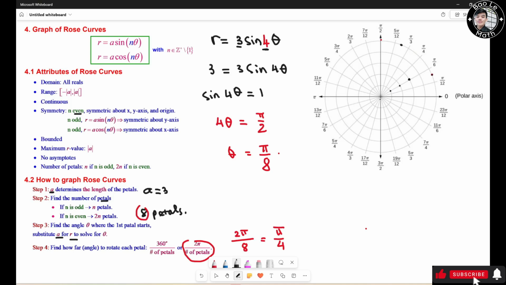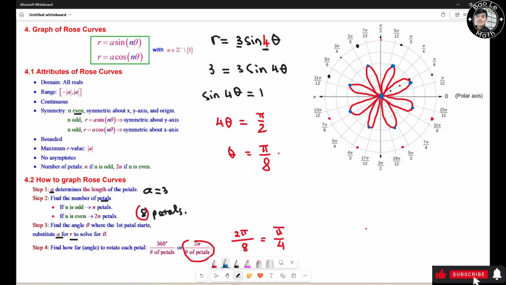So within one quadrant, you have 2 petals. Next one, this is 3 pi over 4, so you're going to take half of this one, and it's going to be right here. And the next one should be right here. Now for the third quadrant, it should be right here and right here. And the last quadrant, it should be right here and right here. Now we just draw 8 petals, and this is the solution. Make sure each petal has the angle pi over 8.